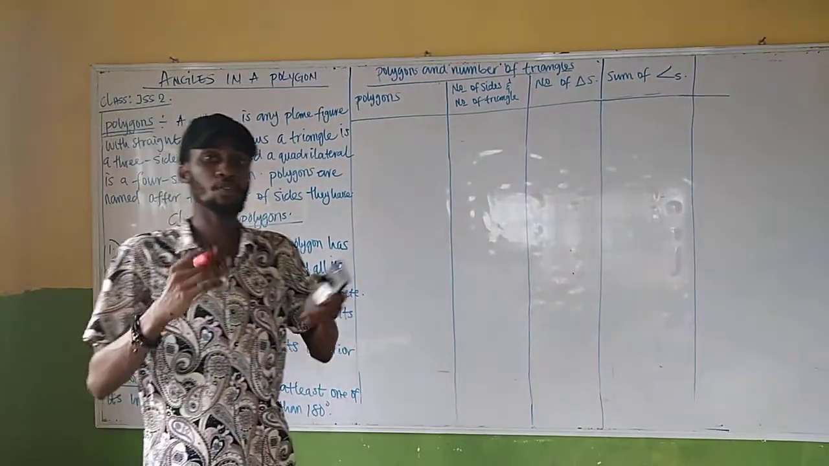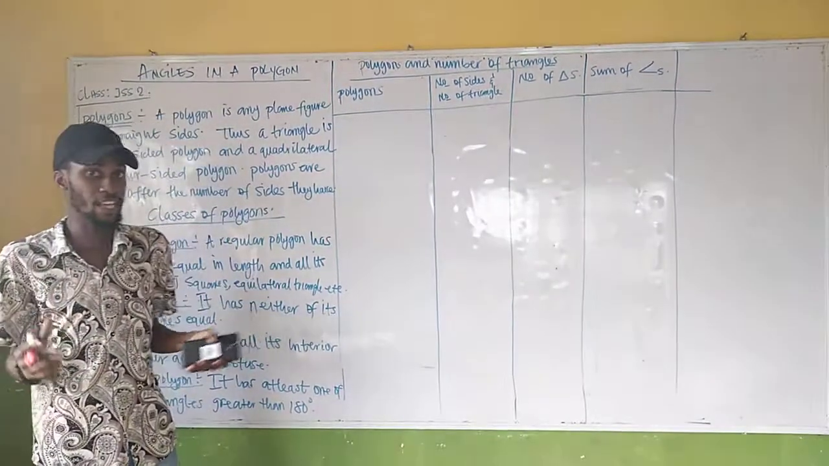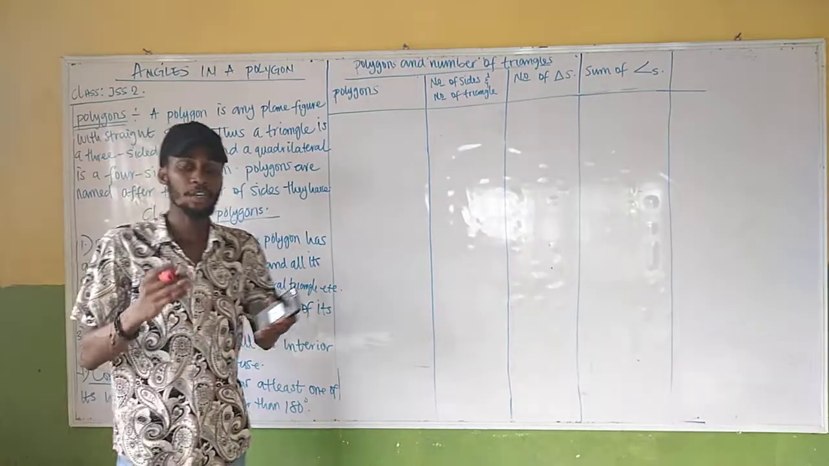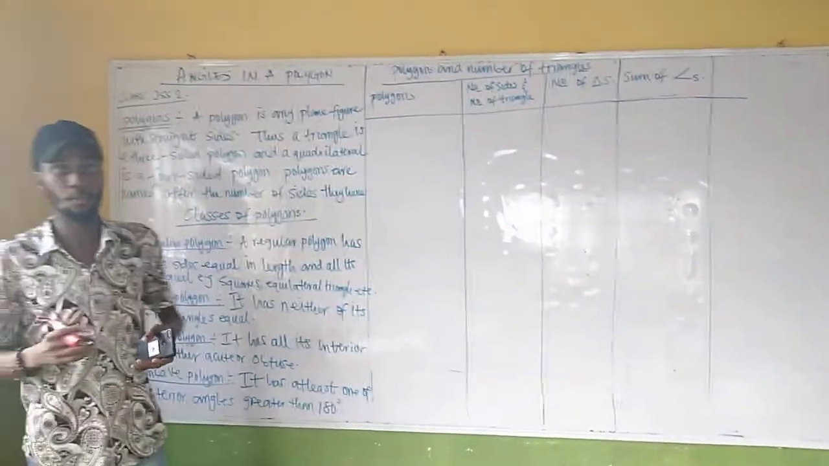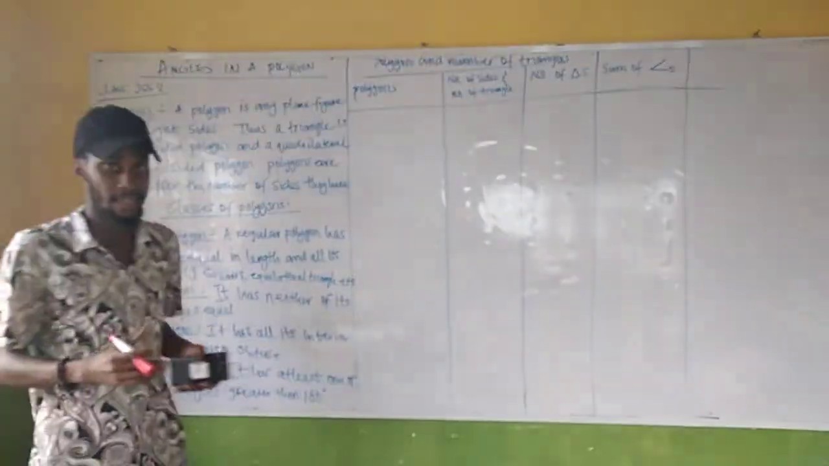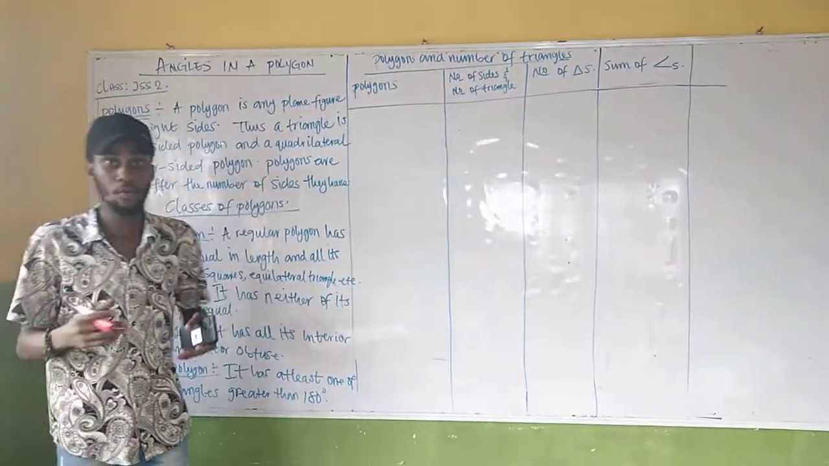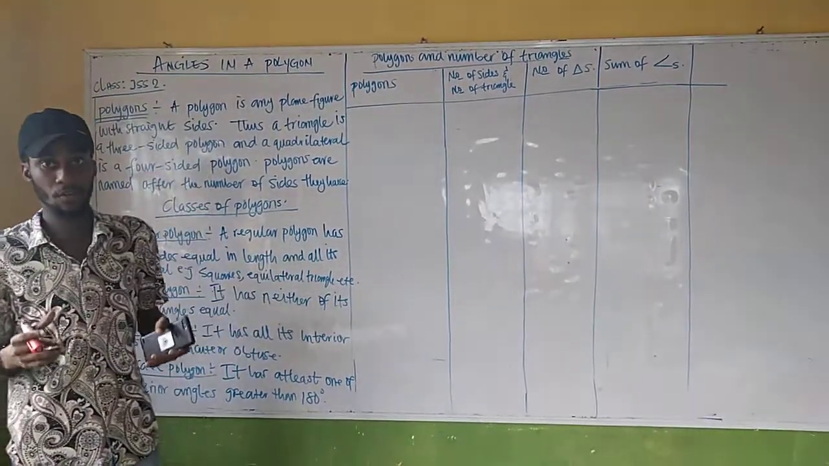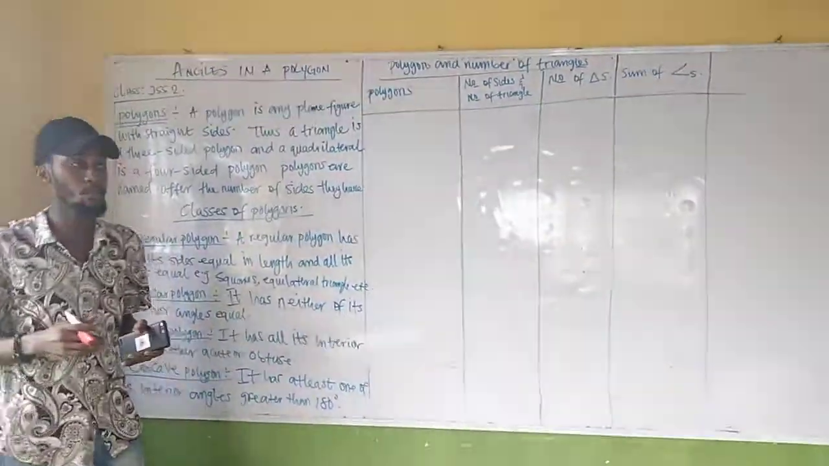And at the same time, quadrilaterals are a typical example of a polygon. In our last class, we talked about quadrilaterals. We say quadrilaterals are plane figures or polygons, as the case may be, that are bounded by 4 straight lines. So a quadrilateral is a good example of a polygon because it's bounded by 4 straight lines. Examples of quadrilaterals include the square, rectangle, and parallelogram. So all these are typical examples of quadrilaterals.